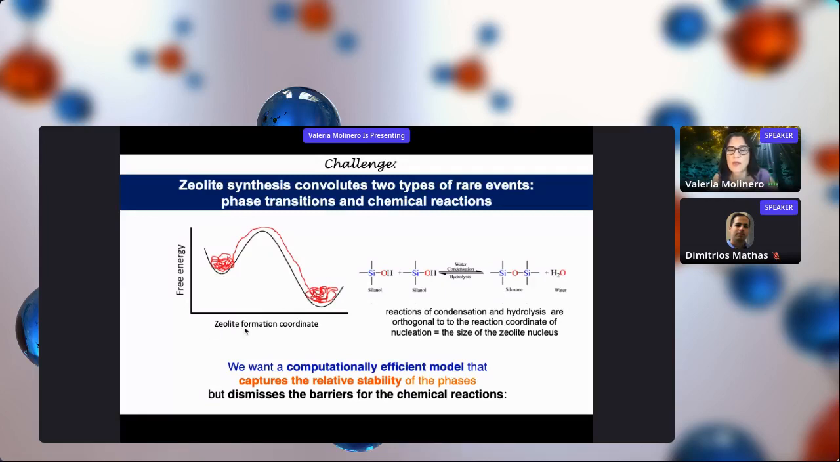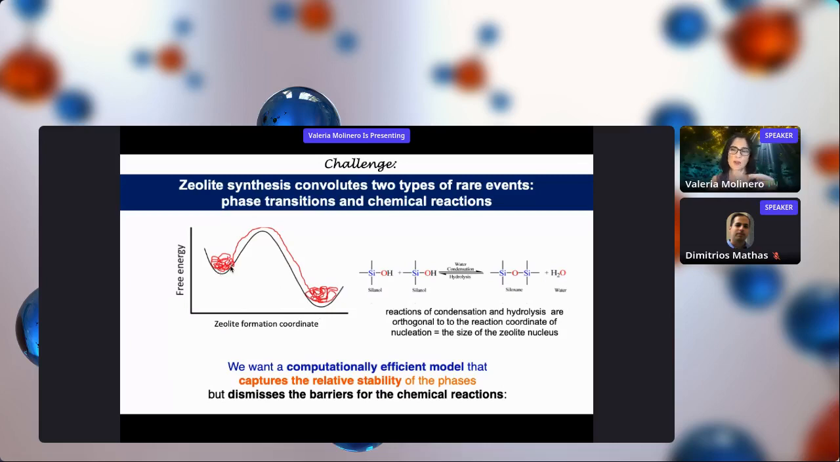So this zeolite formation coordinate, according to nucleation theory, and we have also done studies on that that I'm not showing, is the size of the zeolite nucleus. And that means that what we have is a barrier that has to do with crystallization and is controlled by the interfacial tension of the zeolite and the driving force between liquid and zeolite.